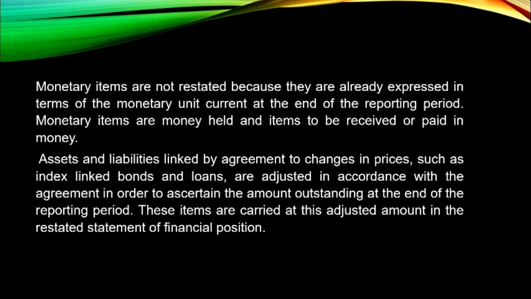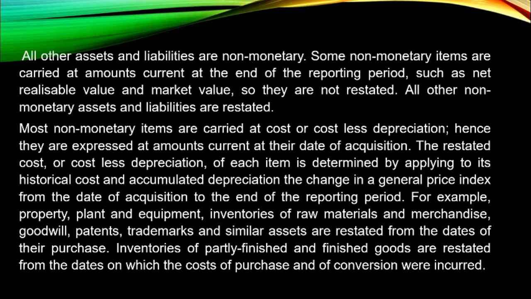Assets and liabilities linked by agreement to changes in prices, such as index-linked bonds and loans, are adjusted in accordance with the agreement in order to ascertain the amount outstanding at the end of the reporting period. These items are carried at this adjusted amount in the restated financial statements. All other assets and liabilities are non-monetary.